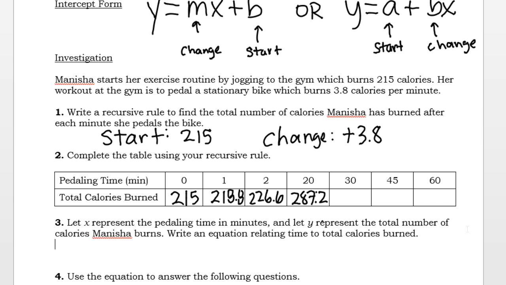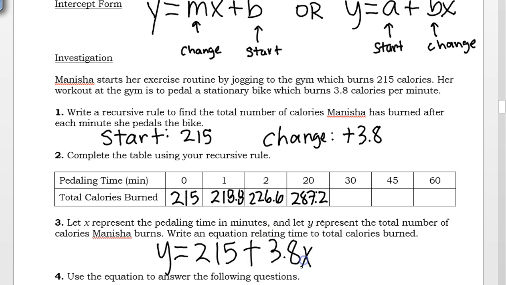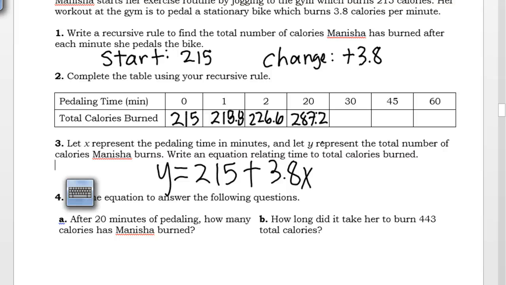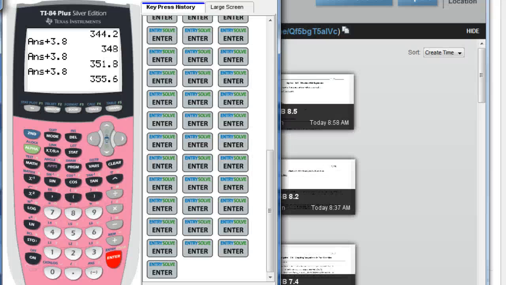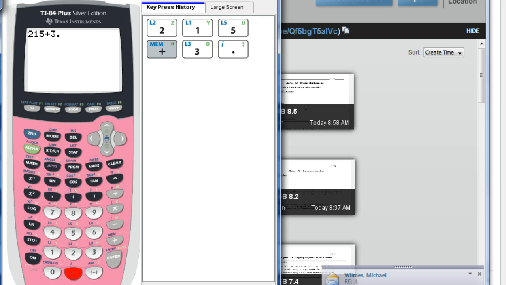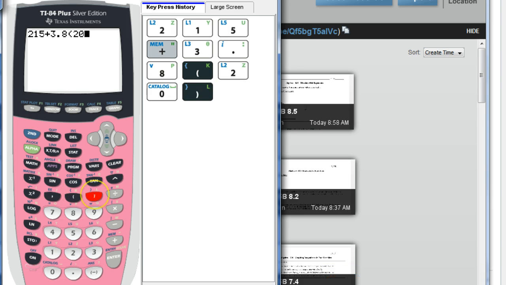So that expression is going to look like 215 plus 3.8x. I'm doing it in one step instead of 60 enter steps. So let's fill out the rest of this table. 215 plus 3.8 times 20. I want to check that 20 to make sure I got the right answer. And I didn't. I was off by 1.